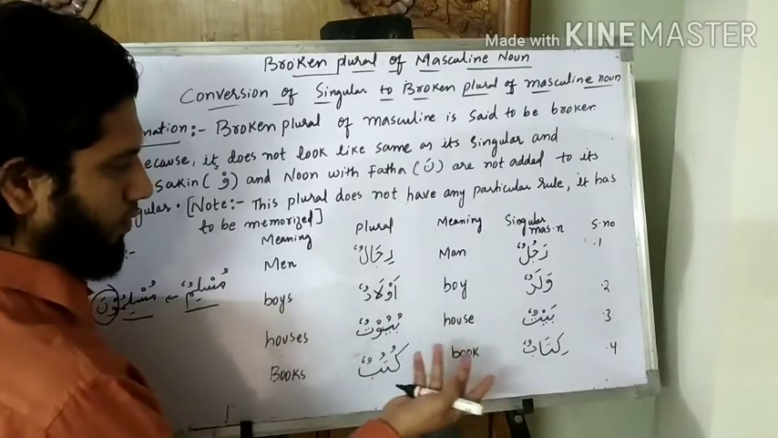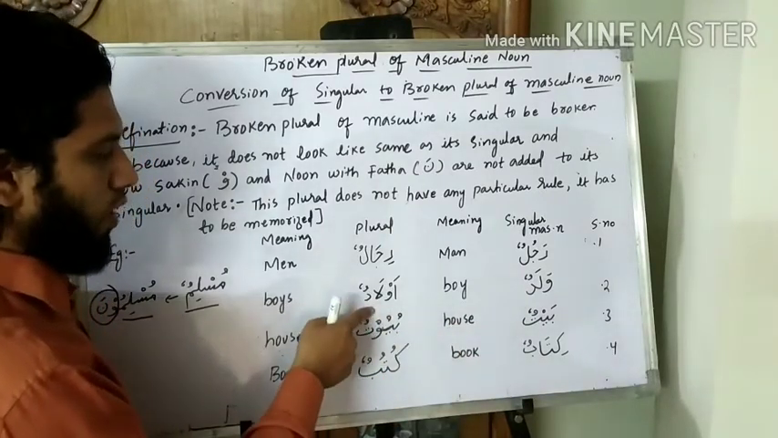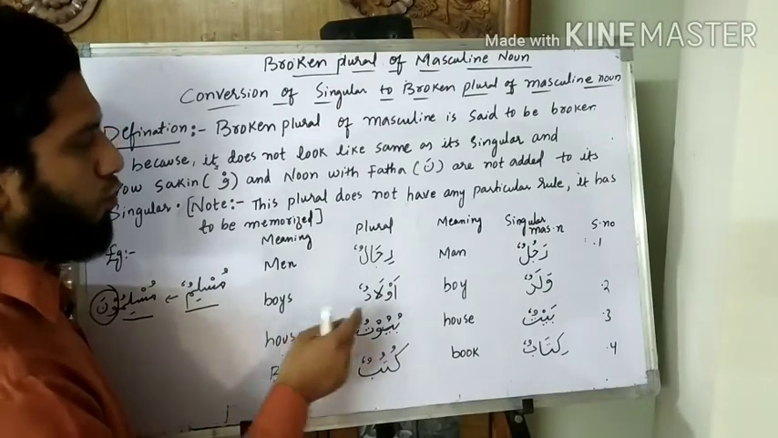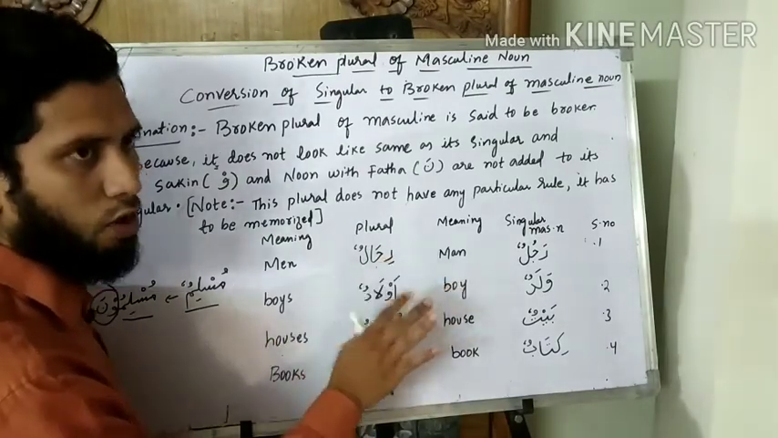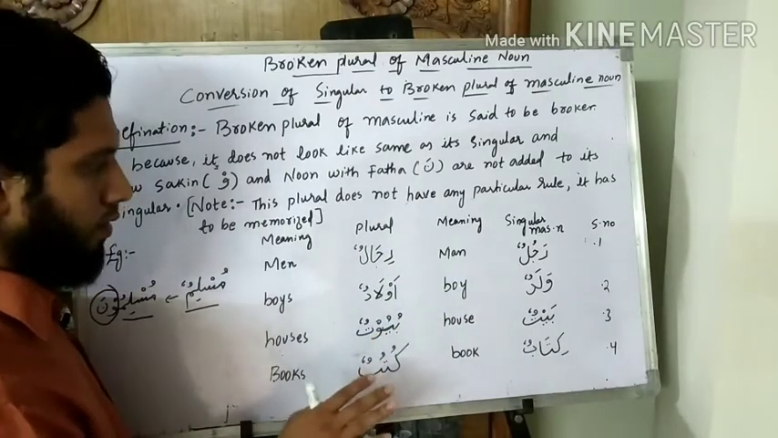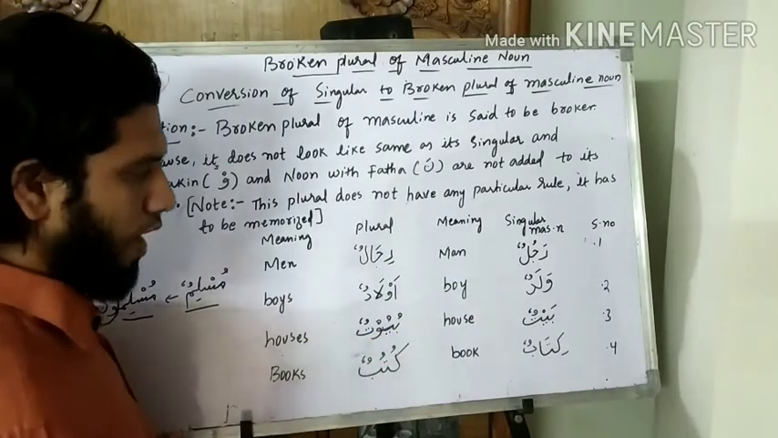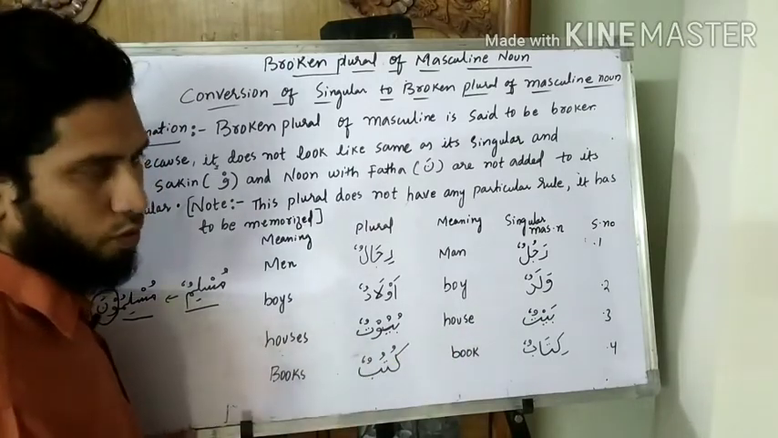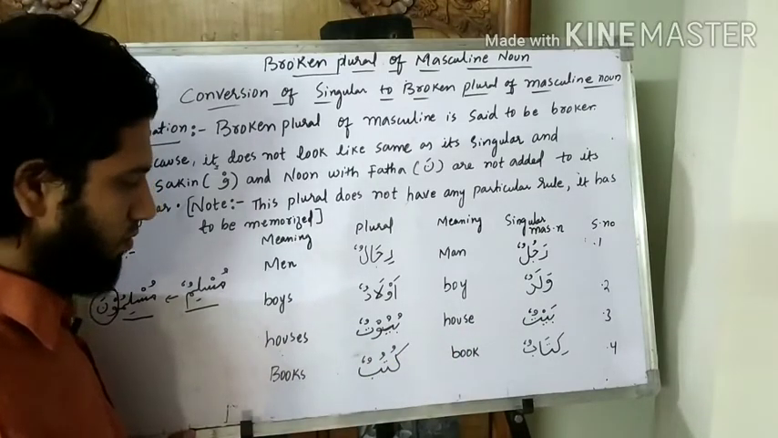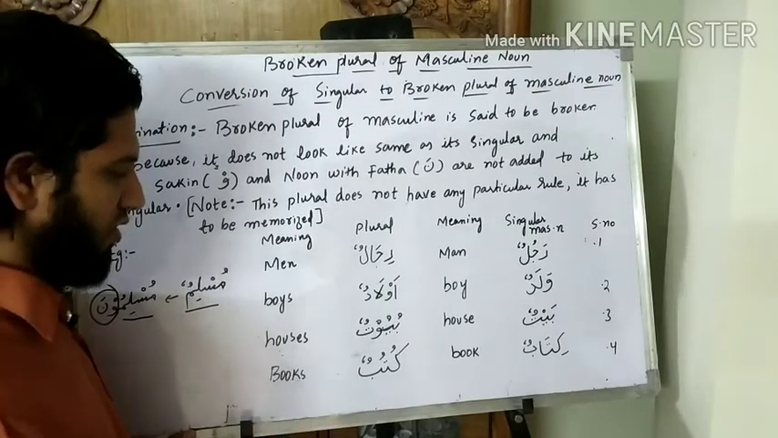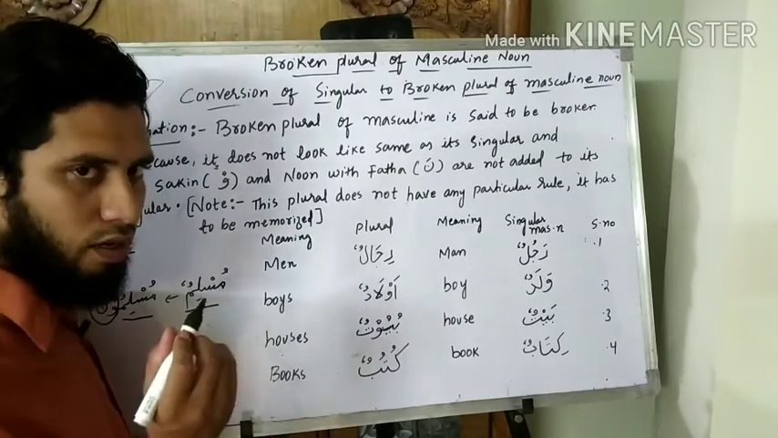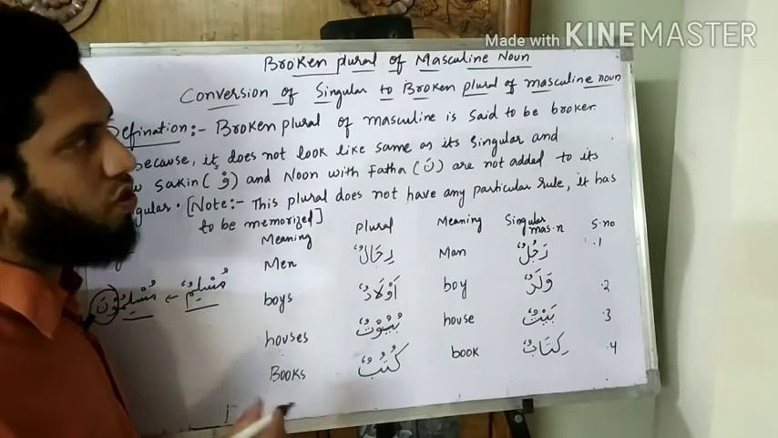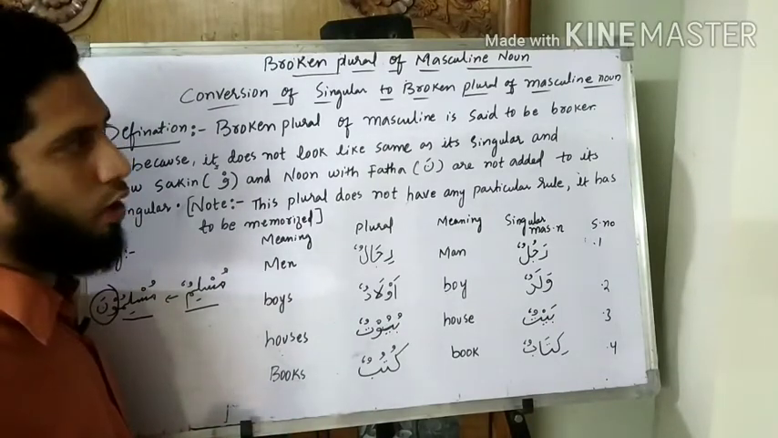Waladun, boy, and the plural is auladun. That is why it is said to be broken, because waw sakin and noon fatha are not added to its singular. Baitun, house. It's a masculine word. The plural is buyutun. Kitabun, kutubun, books. Qalamun, aqlamun. Tajirun, merchants. The plural is tujjarun.